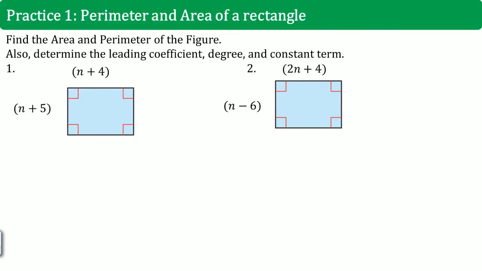Alright, let's look at some practice problems here. They're going to ask you to find the area and then the perimeter. So let's just label this. This is the length. Here, I could label this the length. And I could label this the width. Alright, so let's get perimeter going. So perimeter is equal to twice the length plus twice the width. Right?